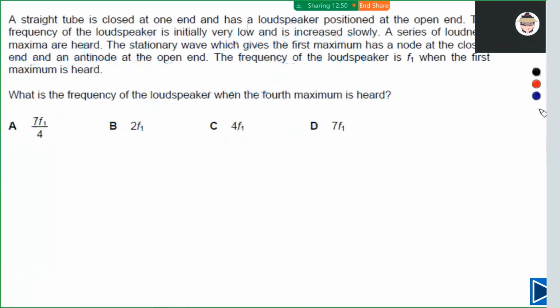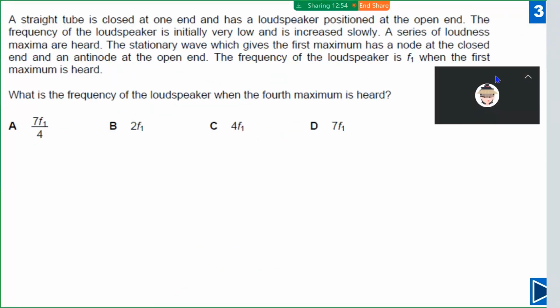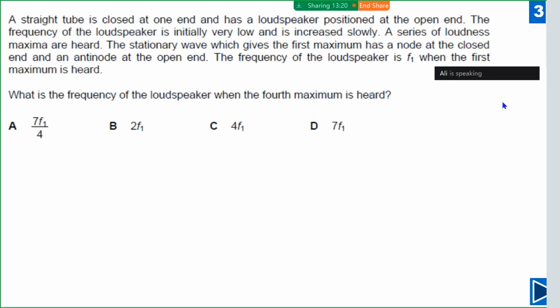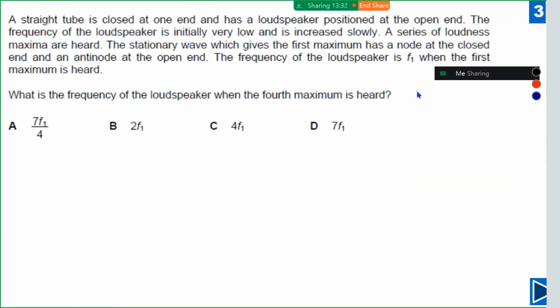Look at this question and try to answer. It's a very nice question. You need to understand the concept, not only the answer. So first of all, please try by yourself. It's a very nice question about stationary waves, about harmonics. You need to understand what is harmonic, what is overtone, and what is maximum. You need to understand the difference between these three different terms.